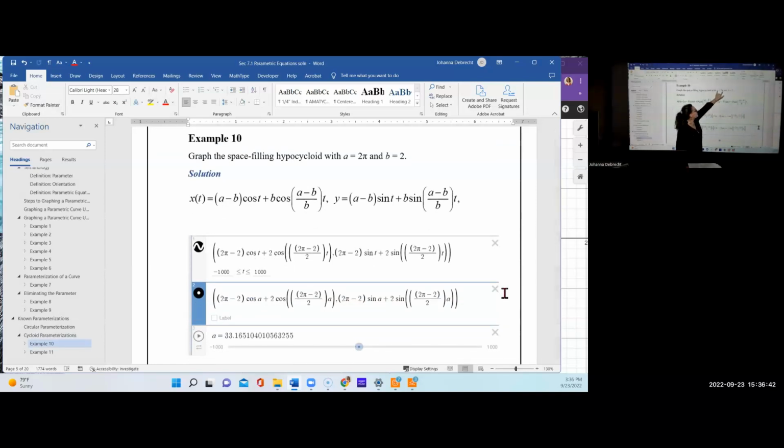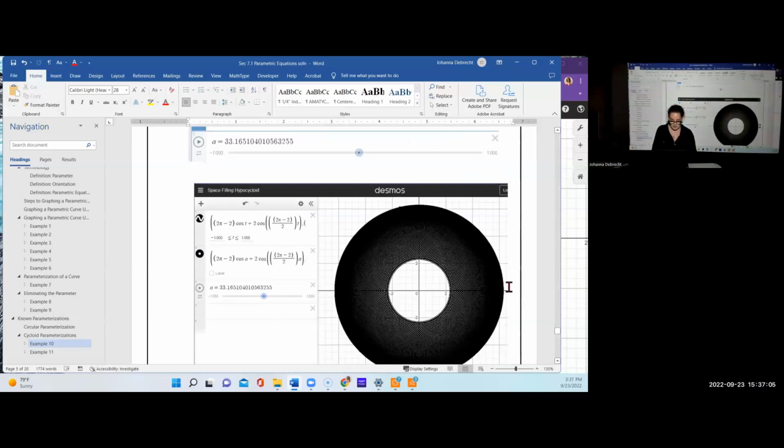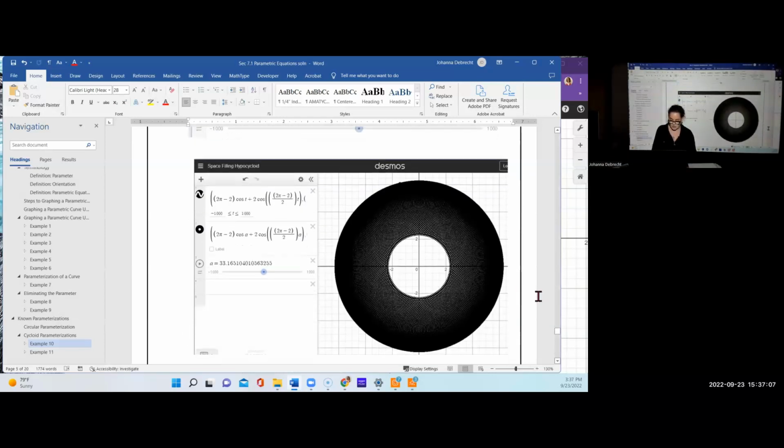I set A to be 2 pi and B to be 2. And I put this equation into Desmos. You can see it right here. And I created a copy and added a slider bar. And then I allowed the slider to go from -1,000 to 1,000. So I'm taking a really large range because this is a space-filling curve. And because the ratio of A over B is an irrational number, it will eventually fill that space and make it solid.